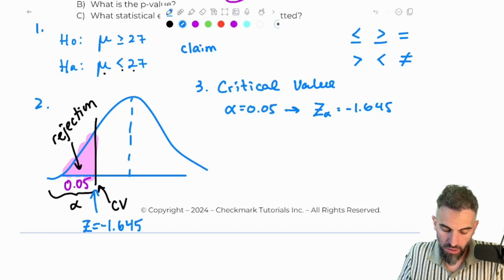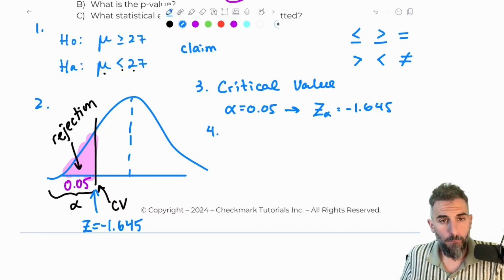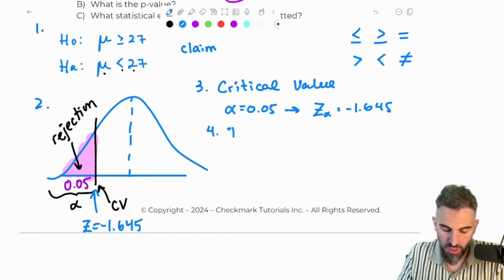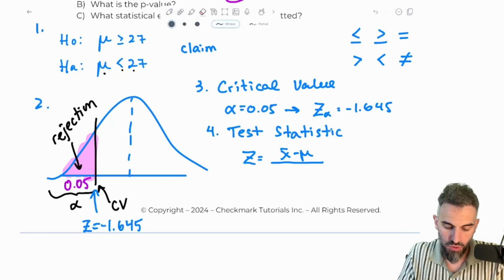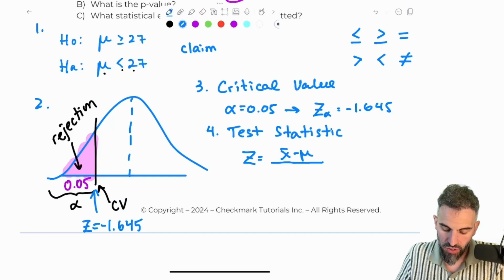Okay. Step 4. Your evidence. We call this the test statistic. We'll talk about all these things; we're just walking through the steps right now. This is the z-score, and it's actually the same formula as when we did sampling distribution: x bar minus mu divided by the standard error, which is the standard deviation over the root of n.